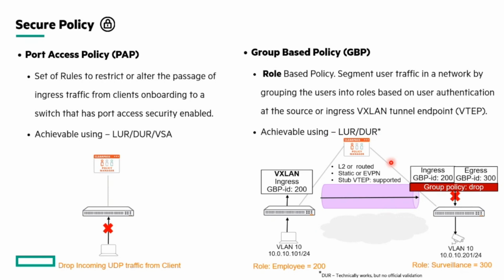Let's consider this VNBT deployment for GBP. We want to ensure that traffic from the employee should not reach the surveillance camera. This can be easily achieved using group-based policy rules, by checking the group-based policy IDs in the ingress VTEPs. This group-based policy is a huge topic. There are a lot of internal and external TOI contents available to learn more about GBP, so I would recommend revisiting them for further details about this feature.